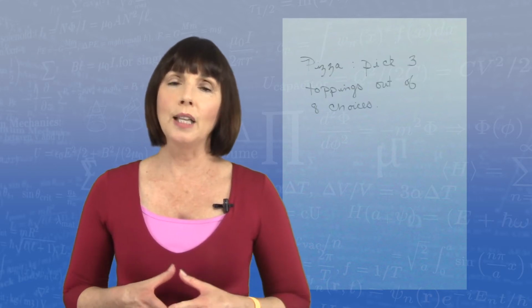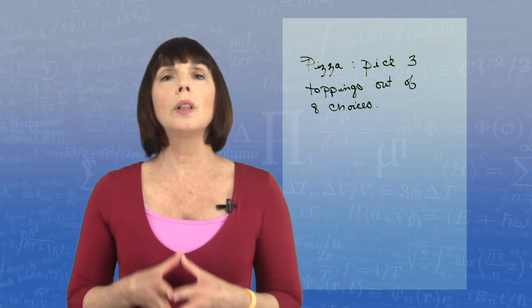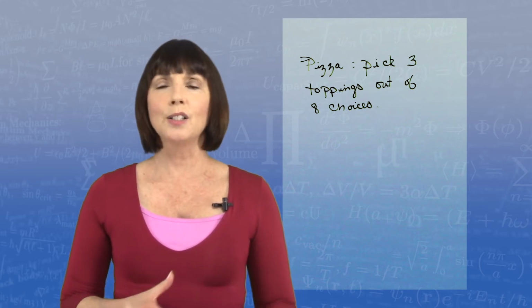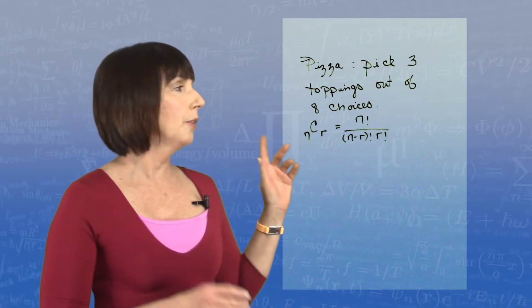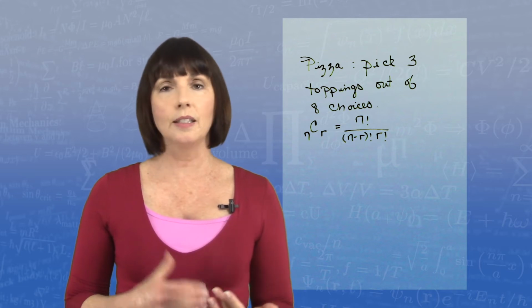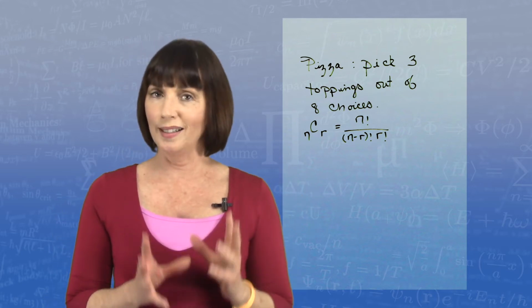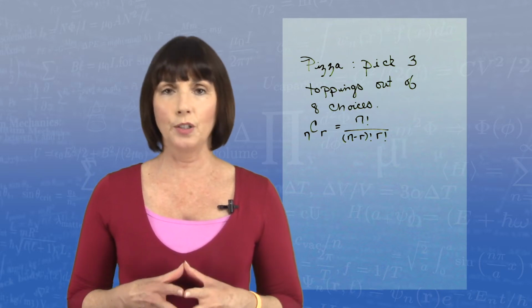Let's continue with our pizza example to see how this works. You're ordering a pizza and you get to pick 3 toppings from a total of 8 choices. How many combinations are there? Okay, so let's remember that the number of combinations of N things taken R at a time is equal to N factorial over quantity N minus R factorial times R factorial.